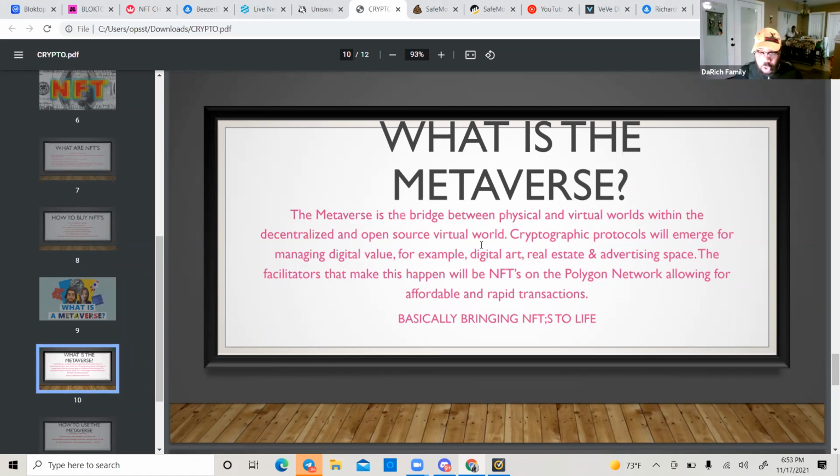Digital land is being sold. Advertising space in the digital world. There are different facilitators, like Facebook, a lot of people putting out all this information, and it will be NFTs on the Polygon network that allow you to make affordable, rapid transactions. On the Polygon network, things are extremely cheaper, and you'll be using the Polygon network for most of the things inside of the metaverse. So basically, it's bringing NFTs to real life.